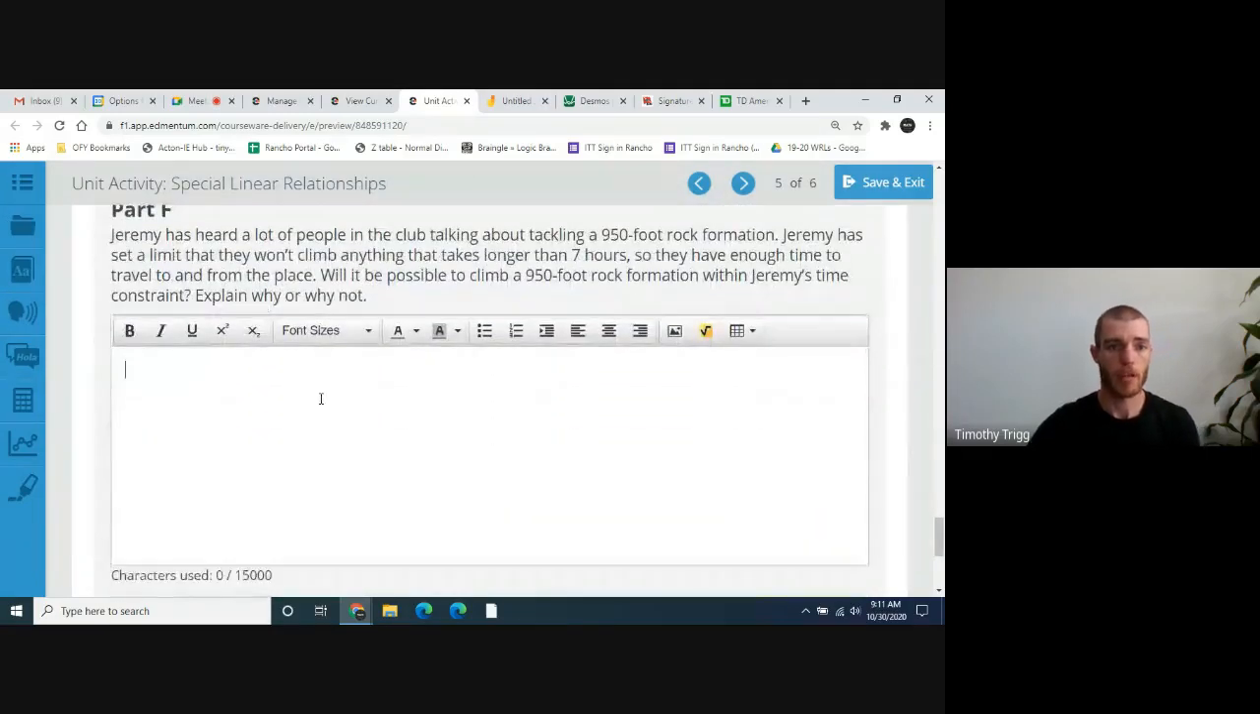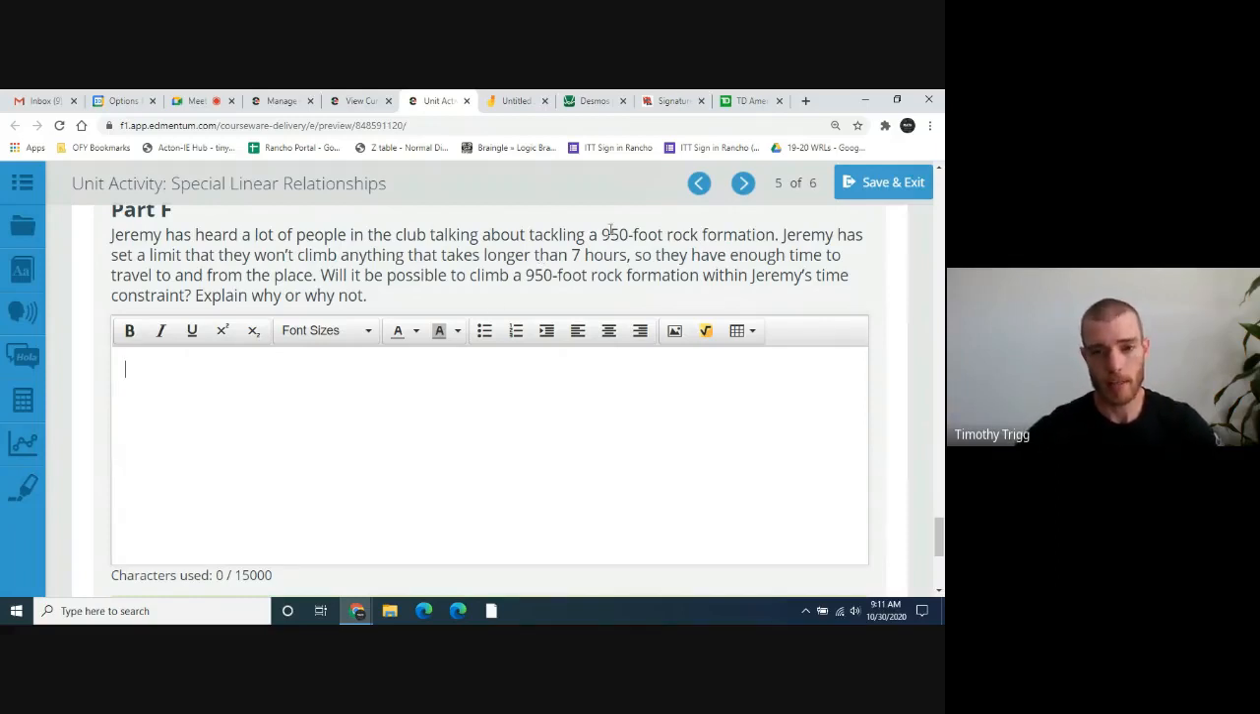Okay. Jeremy has heard a lot of people in the club talking about tackling a 950-foot rock formation. Jeremy has set a limit that they won't climb anything that takes longer than 7 hours, so they have enough time to travel to and from the place. Will it be possible to climb the 950-foot rock formation within Jeremy's time constraint? Explain why or why not.